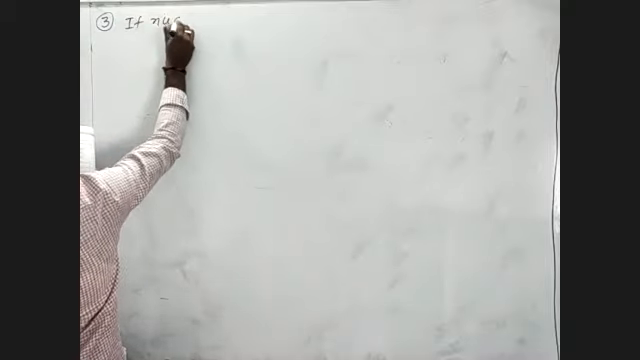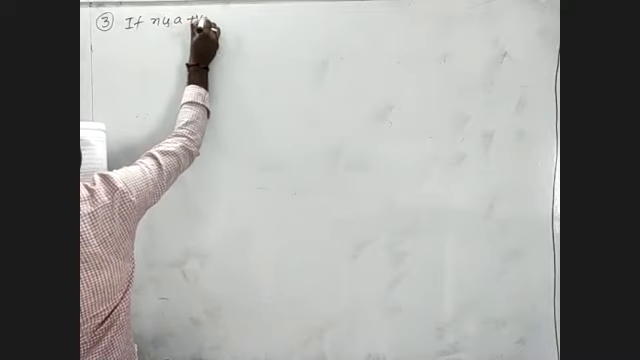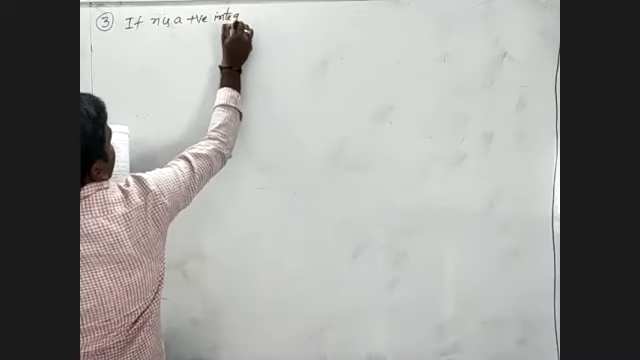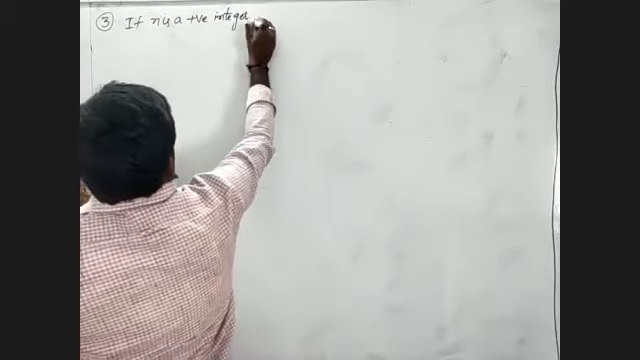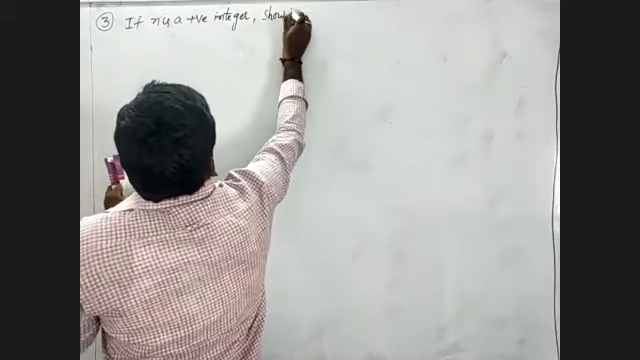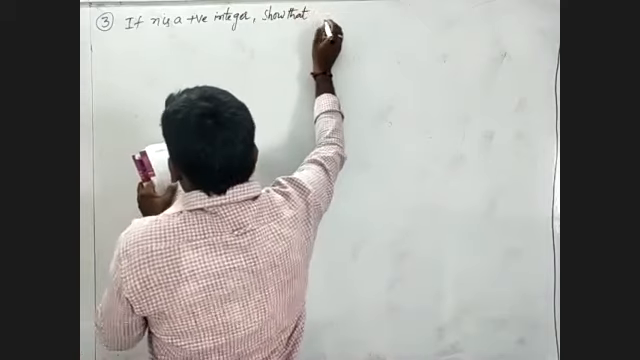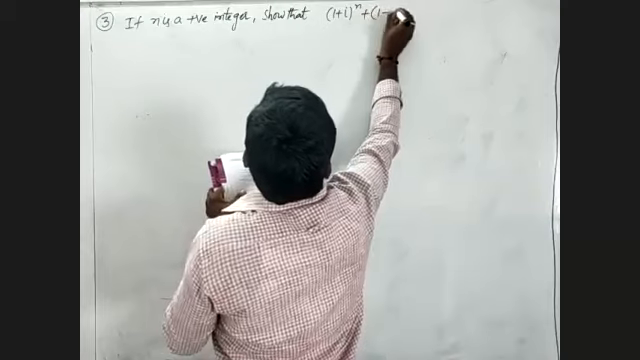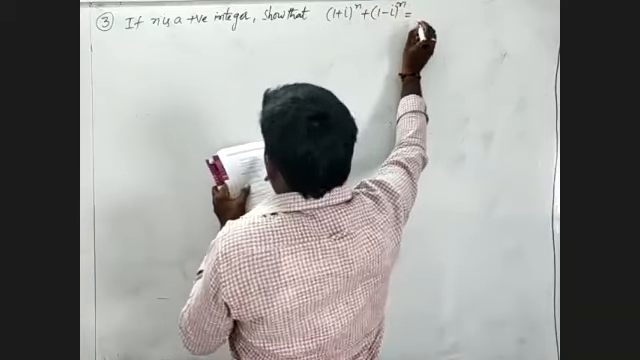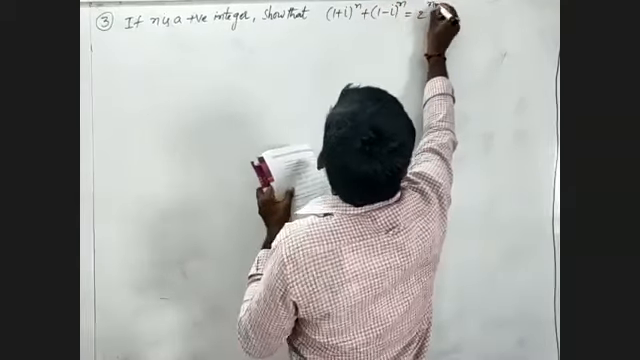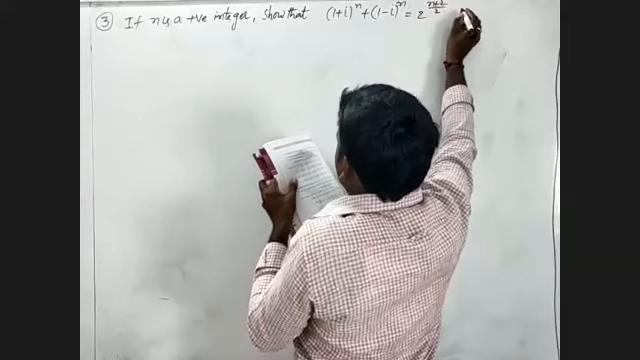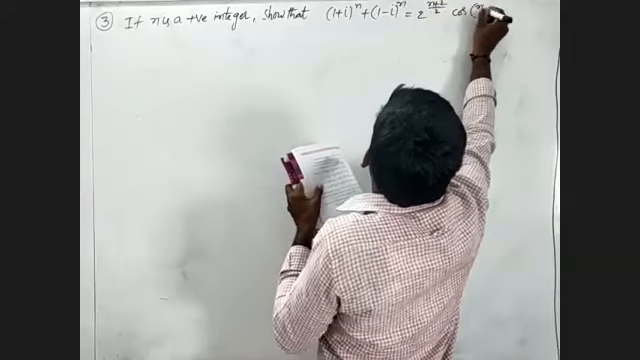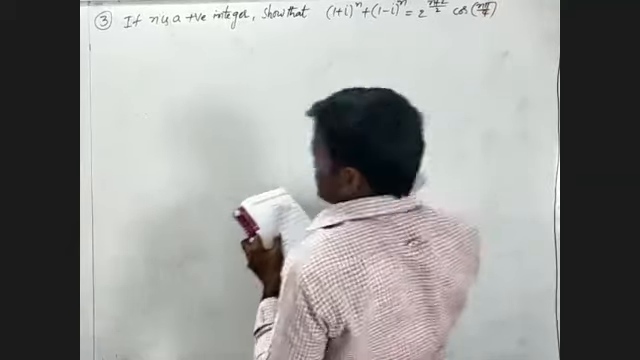So I am going to example 3. If small n is a positive integer, show that (1 plus i) whole power n plus (1 minus i) whole power n is equal to 2 power (n plus 2) by 2 into cos n pi by 4.